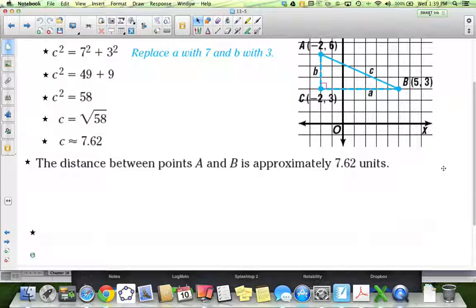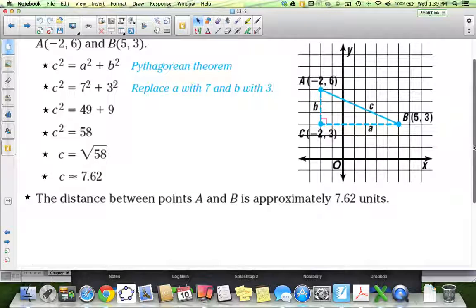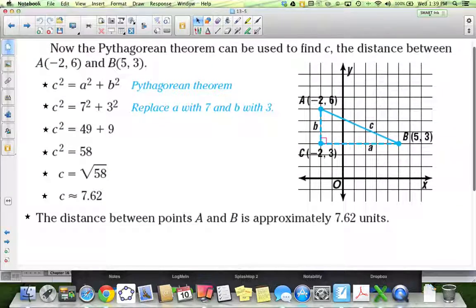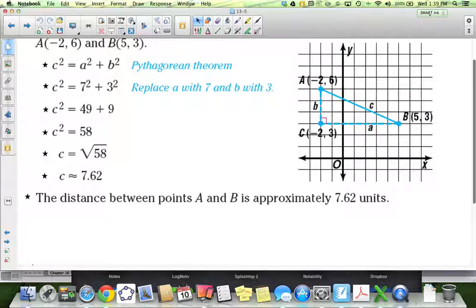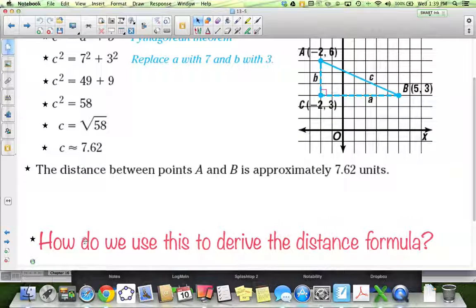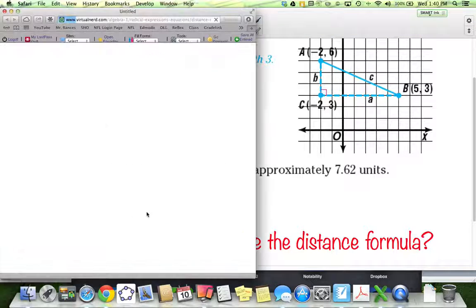And from what we did there, how were we able to find the value of C using the Pythagorean theorem? How do we get that to be able to derive the distance formula? This is a short video of that.